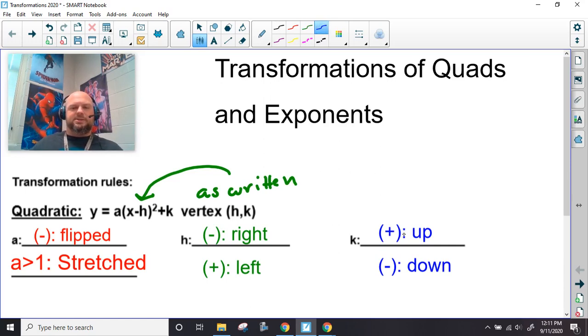Now, K is a little bit easier, just up or down. H, if it's negative, goes right. I know that's the one that always gets everybody. And our vertex is going to be (H, K).